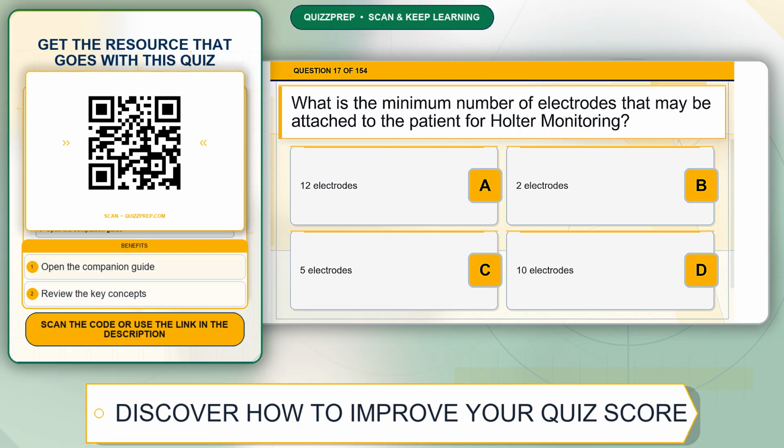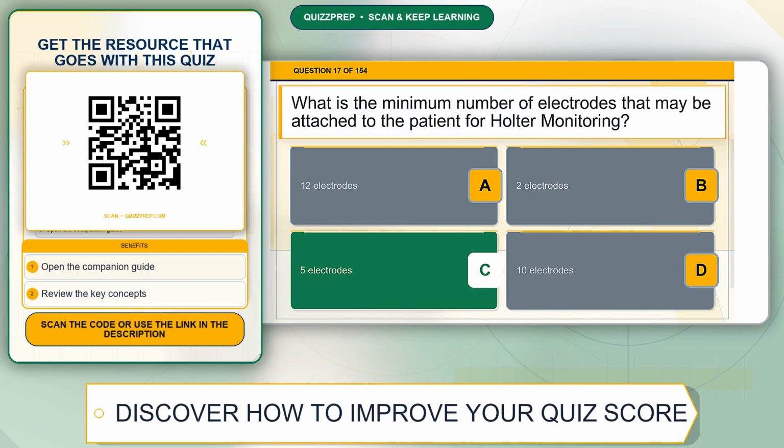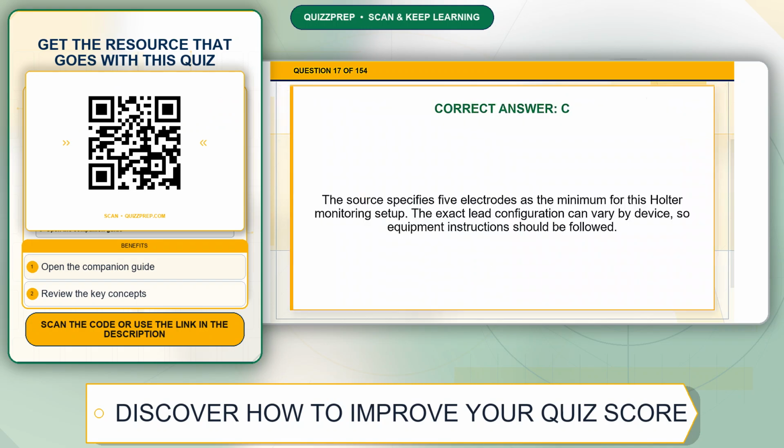Question 17. What is the minimum number of electrodes that may be attached to the patient for Holter monitoring? Option A, 12 electrodes. Option B, 2 electrodes. Option C, 5 electrodes. Option D, 10 electrodes. The correct answer is option C, 5 electrodes. Explanation. The source specifies 5 electrodes as the minimum for this Holter monitoring setup. The exact lead configuration can vary by device, so equipment instructions should be followed.